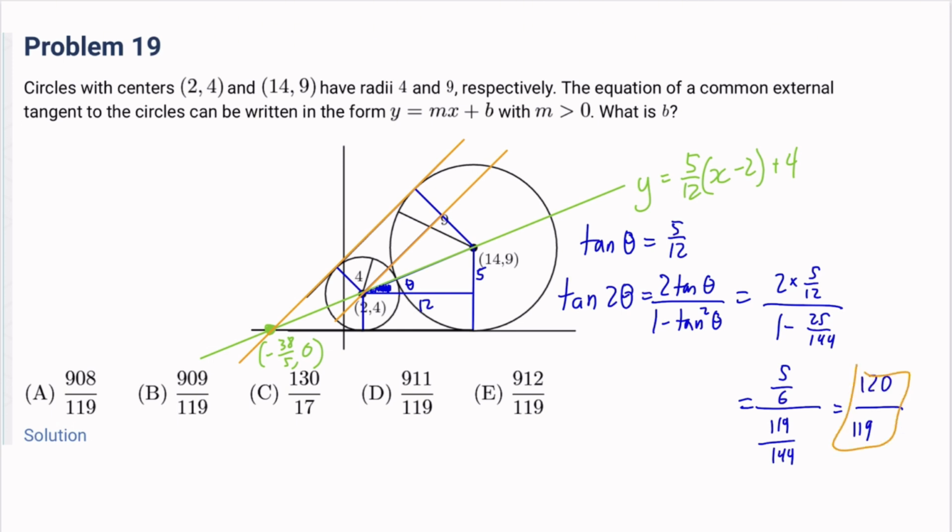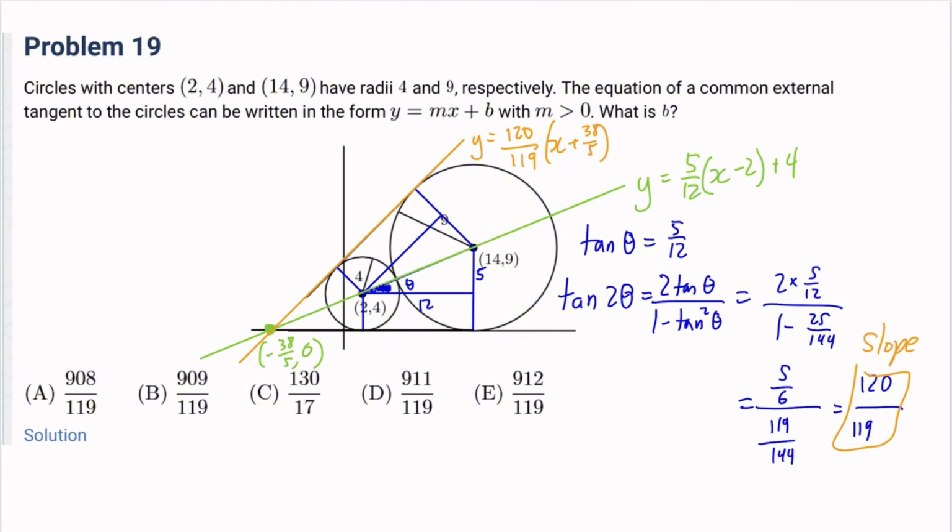So this is going to be the slope of this line, and that slope is equal to the slope of this line, which we want to get, right? And so this is going to be y equals, and then the slope is 120 over 119, right? So we can get rid of this one. So y equals 120 over 119 times x. And then we solved before that it goes through that line, so at that point, which is negative 38 over 5 comma 0, right? So it's times x plus 38 over 5, right?